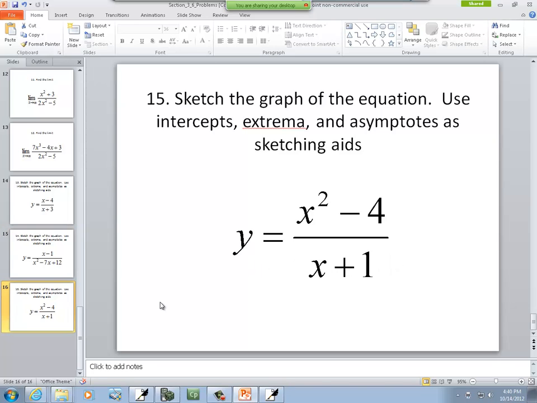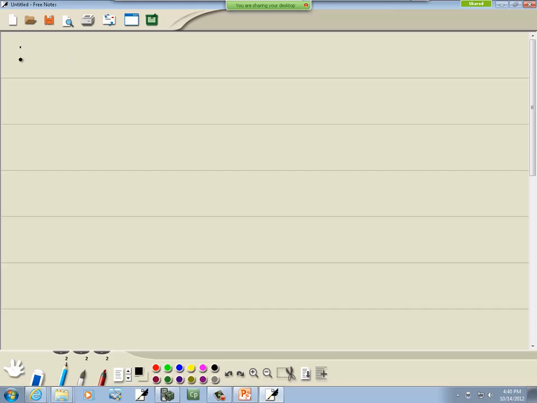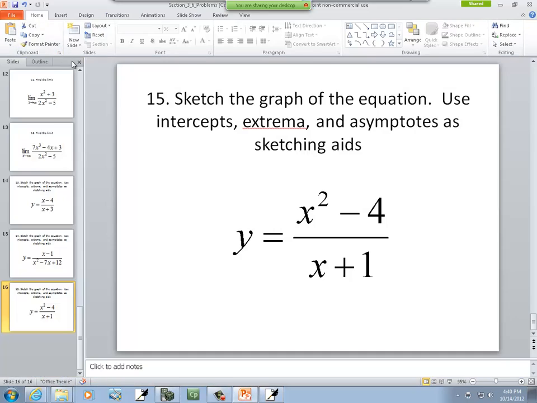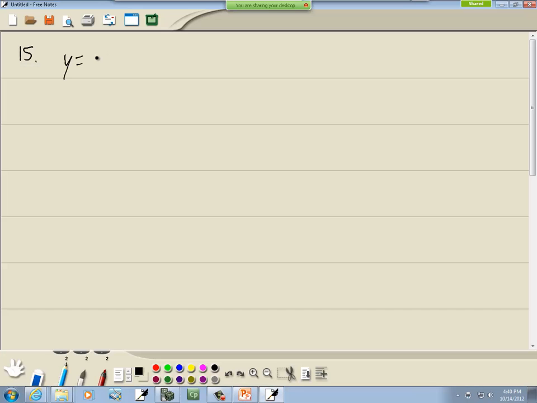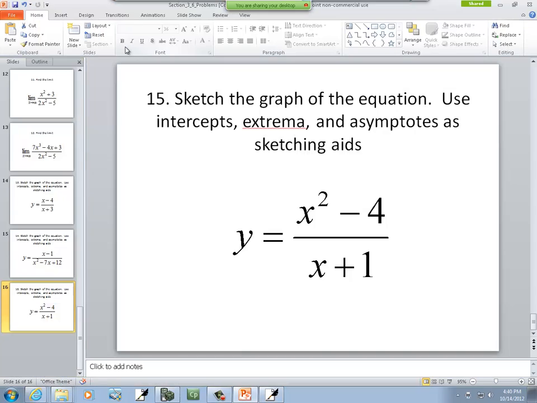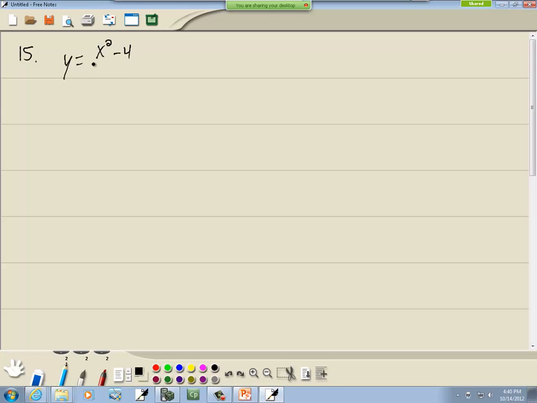Okay, number 15. We've got y is equal to x squared minus 4 over x plus 1. Same instructions. We want to graph it.